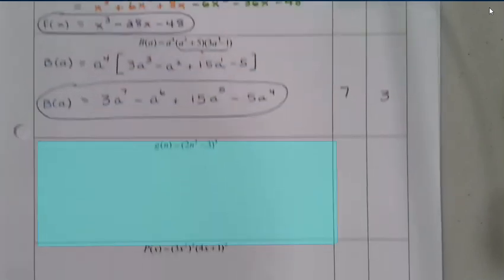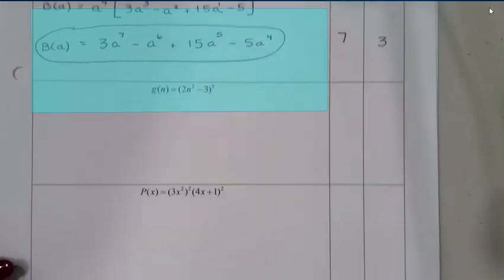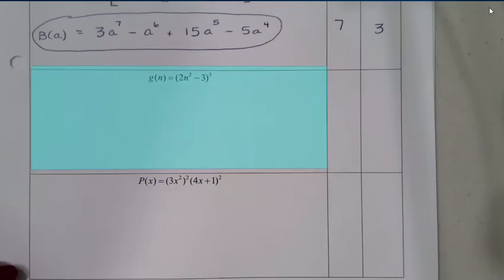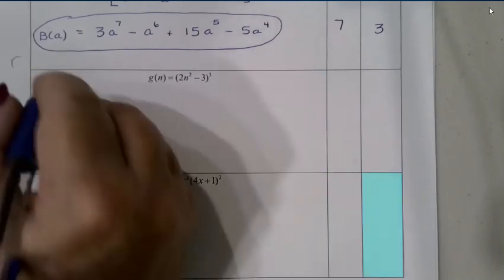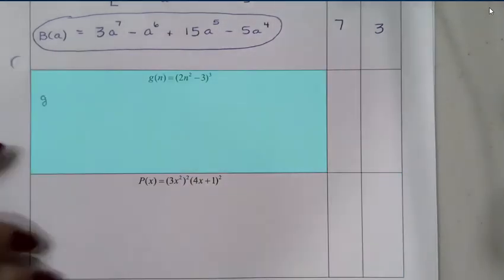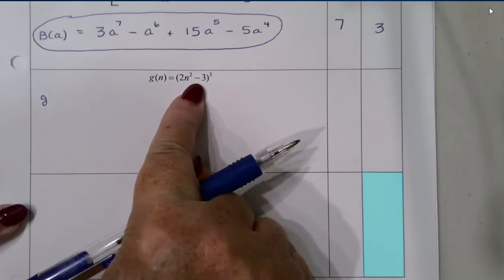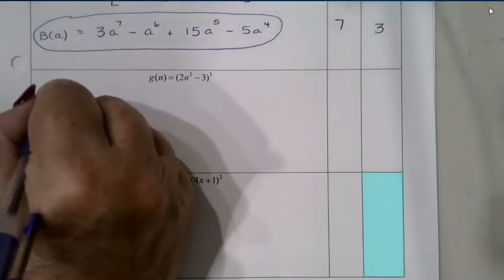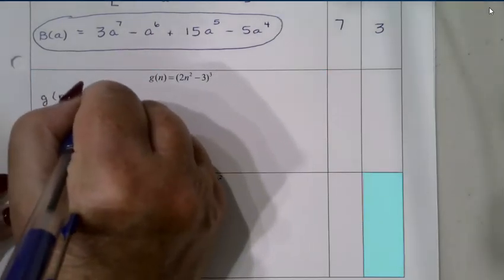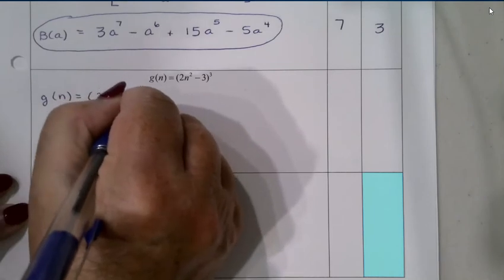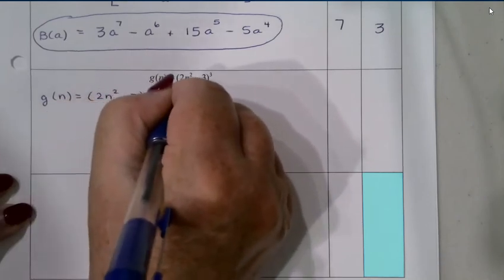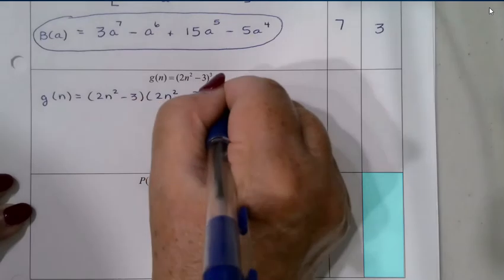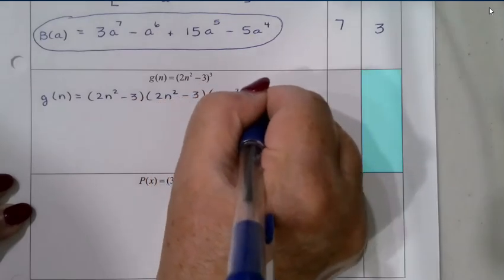All right, we got a couple more. G of n, 2n squared minus 3 to the 3rd power. First of all, I know because it's subtraction, it's not as simple as just putting the 3rd power on both of those. Instead, I'm going to start by writing this out. What does this really mean? It means 2n squared minus 3 times 2n squared minus 3 times 2n squared minus 3.